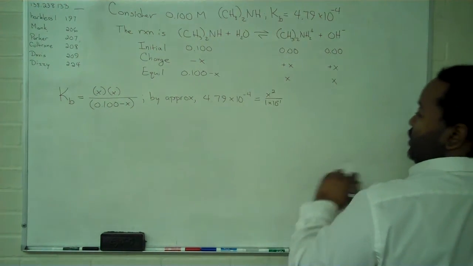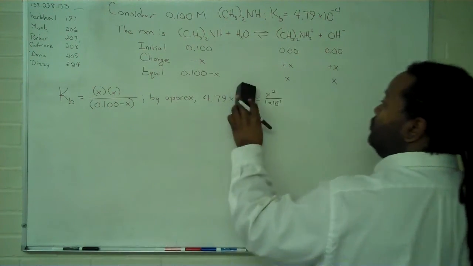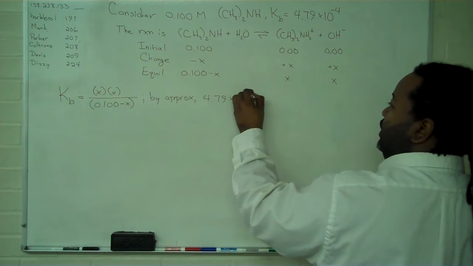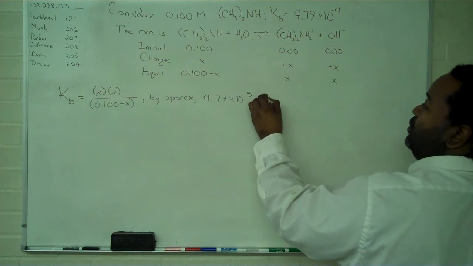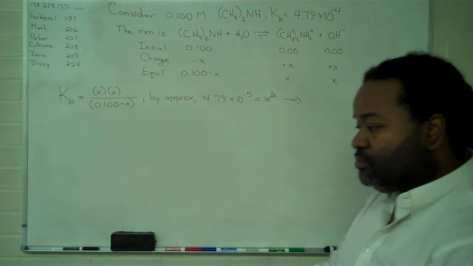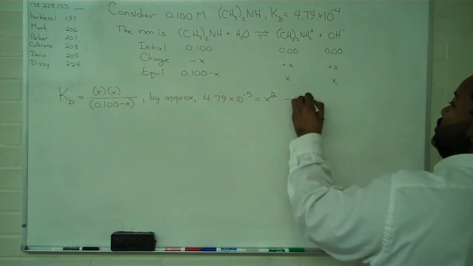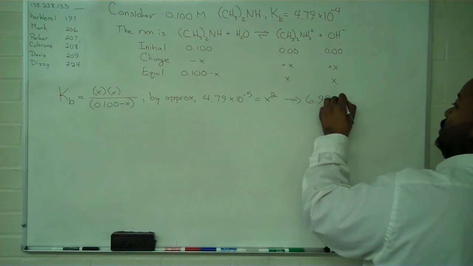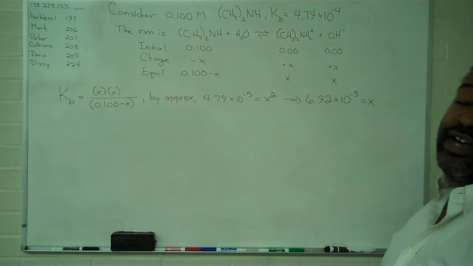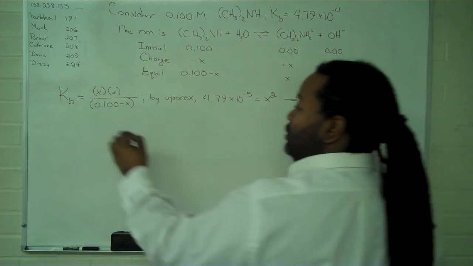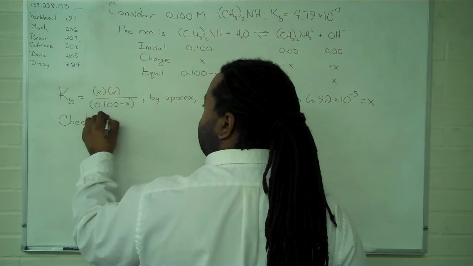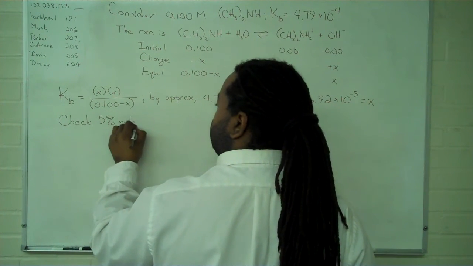So this gives us the result that 4.79 times 10 to the minus 5 is equal to x squared. We can take the square root of this, and we find that we have 6.92 times 10 to the negative 3 as our value of x. This value arises out of the approximation method, so in order to verify that we can proceed, we want to check this against the 5% rule.